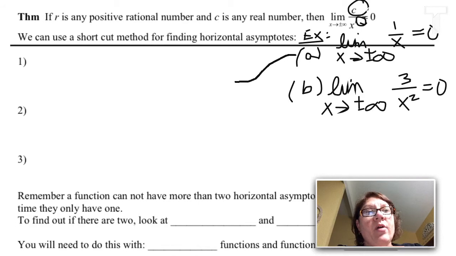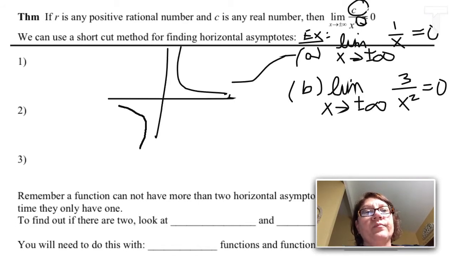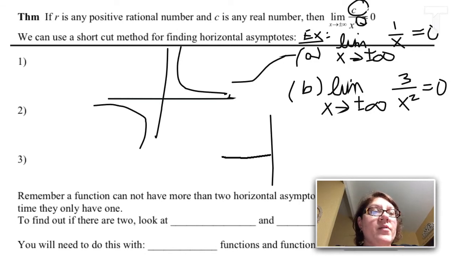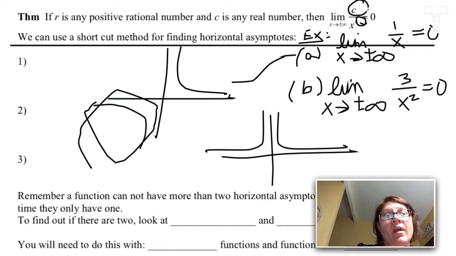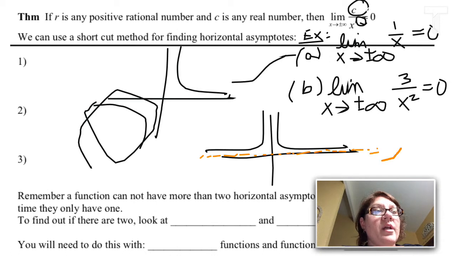But if you remember from parent graphs, 1 over x, of course, looks like this. The 3 over x squared, because it's squared, is going to flip this section right here up into the second quadrant. And so really I'm just going to get some combination thereof in one of the quadrants, or two of the quadrants rather. And if I remember the parent function, it's getting closer and closer as I go to negative and positive infinity, getting closer and closer to the x-axis, or y equals 0.